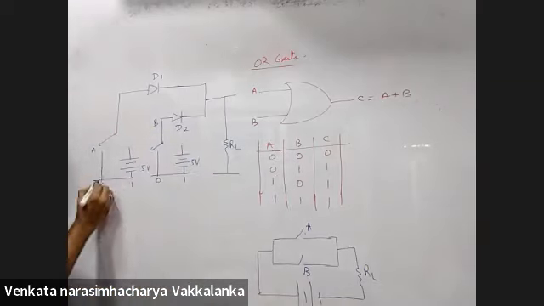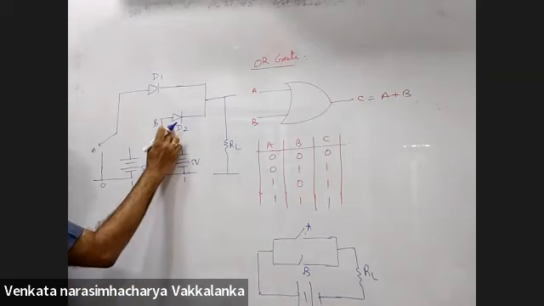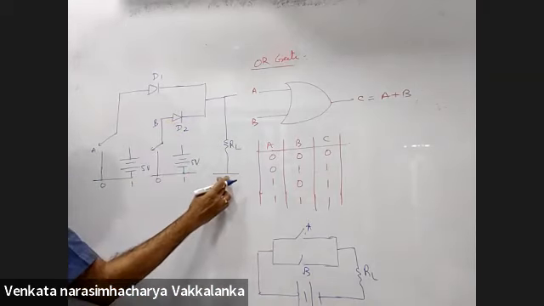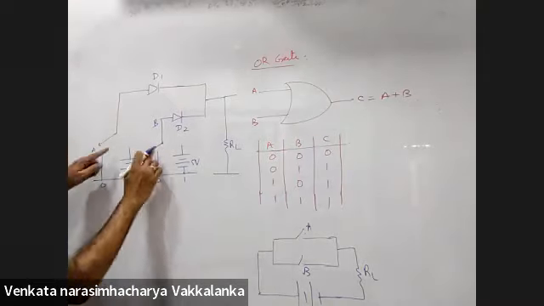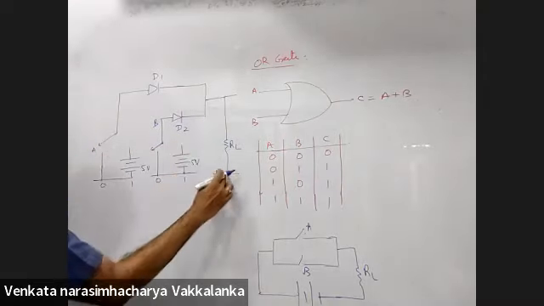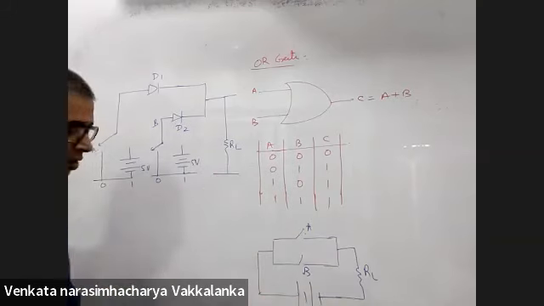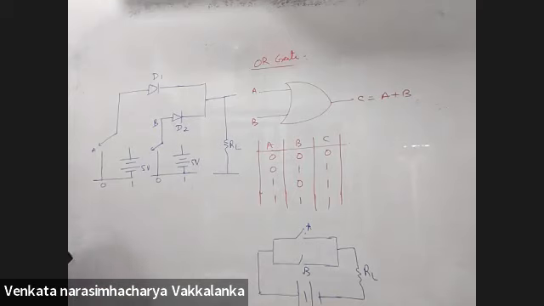Now, if both are kept at 0, neither of them will be conducting. Neither of them is conducting, no current across this, no potential drop, 0. If both are placed at 5 also, there will be current flowing through it. The answer will be 1. This is the way they construct an OR gate.